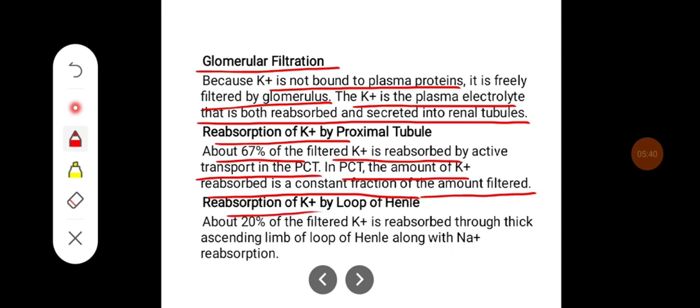Reabsorption of potassium by the loop of Henle. About 20% of the filtered potassium is reabsorbed through the thick ascending limb of the loop of Henle along with sodium reabsorption.